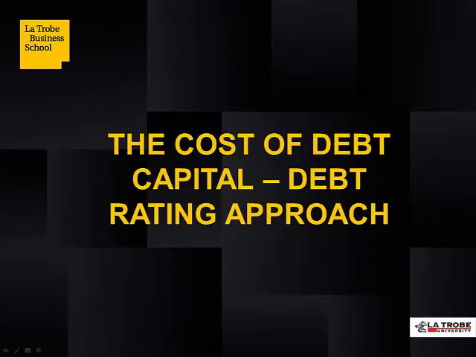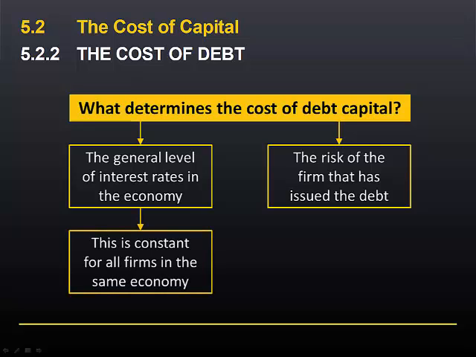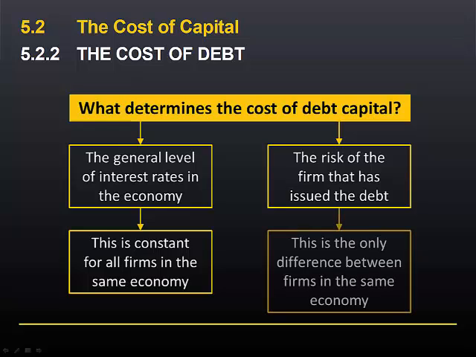The cost of debt capital, debt rating approach. There are two things that determine the cost of debt capital: the general level of interest rates in the economy and the risk of the firm that has issued the debt. The general level of interest rates will be constant for all firms in the same economy at the same time, and therefore it's only the difference in the degree of risk that determines the difference between the cost of debt capital for different firms.